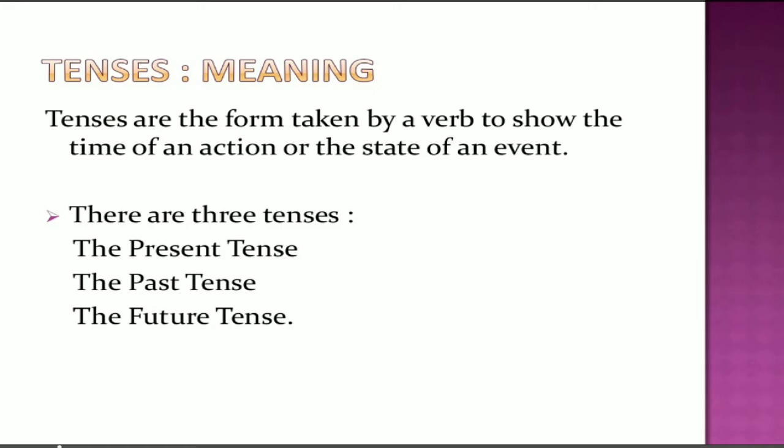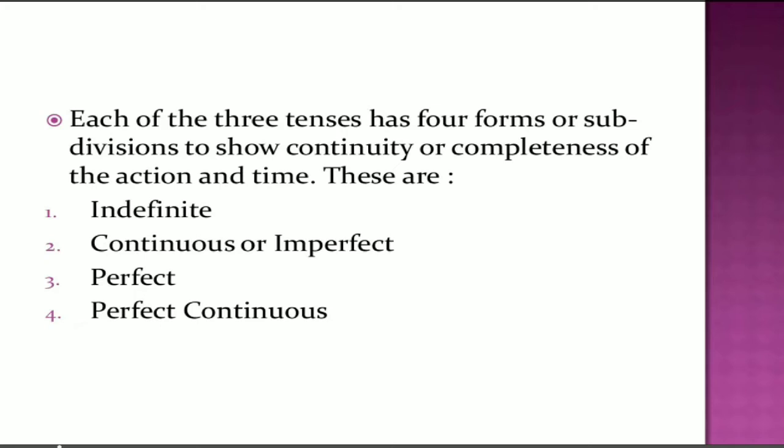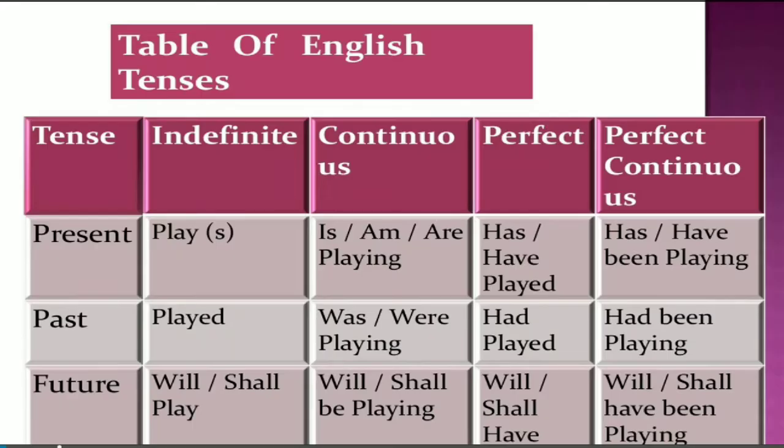In Malayalam we say kalam. So the present tense, past tense and future tense. There are three tenses: present tense, past tense and future tense. All of us are sure about that, there is no doubt regarding that. Okay, there is a table of English tenses. Let us look into that a little bit fast, so that we will understand it more clearly.